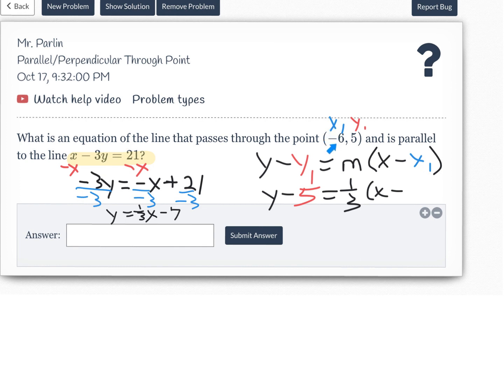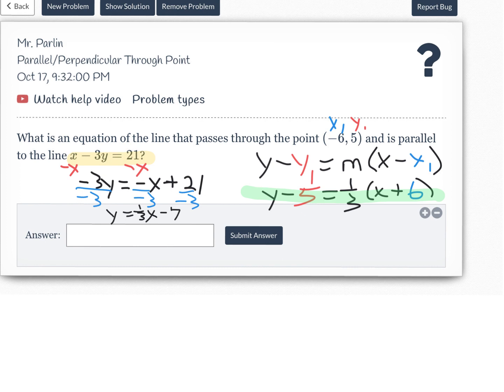But notice we have a negative 6, and if we do minus negative 6, which I'll write that out, but I want to show you that minus a negative would become positive, so I'm going to back that out, and I'm going to call that plus 6. And then that's it, and I'm done. So that would be your answer right there. That would be an equation of a line that passes through this point, (-6, 5), and is parallel to this line.